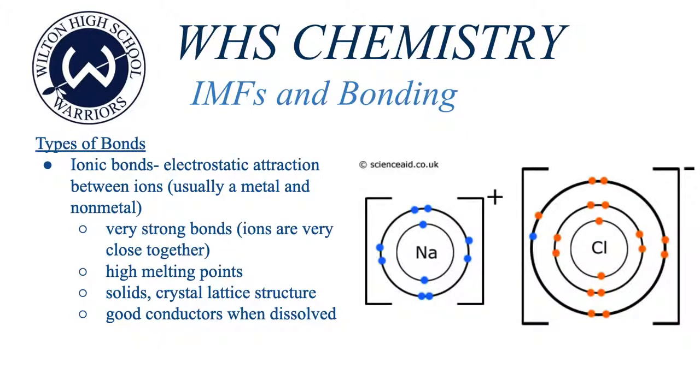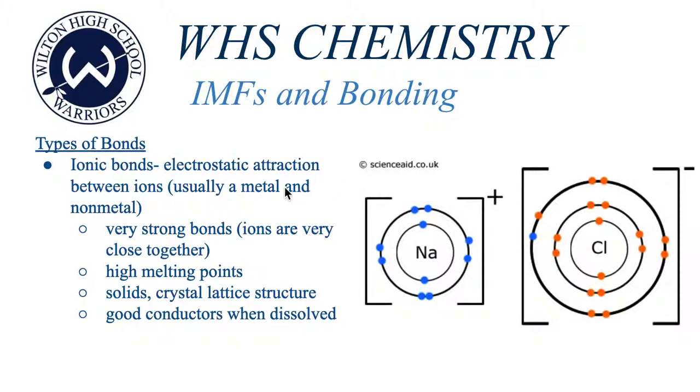Okay, so today we're going to be talking about types of bonds. The first type of bond is ionic bonds. That is an electrostatic attraction between ions. Sorry, I misspoke. And it's usually between a metal and a nonmetal.